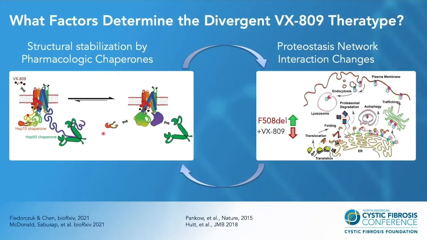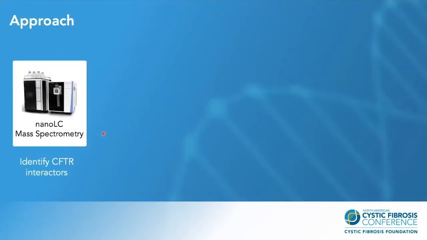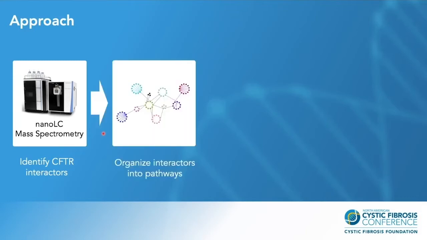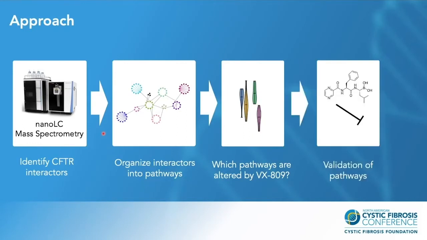This complex interplay between corrector binding and proteostasis network remodeling motivated our research question. We asked, what are the changes to the CFTR proteostasis interactome that mediate the response to the correctors? To address this, we turn to liquid chromatography mass spectrometry as our technique of choice to quantify these changing protein interactions. We then organize the interactions into particular proteostasis pathways and look at which ones are distinctly altered by VX809. And with that information, we validated the importance of some of these pathways, as I'll show you.